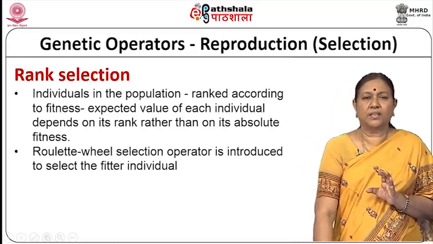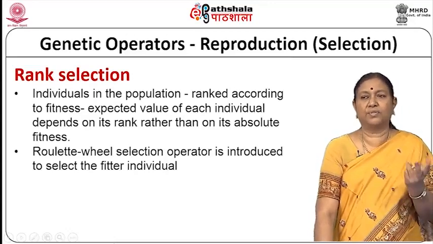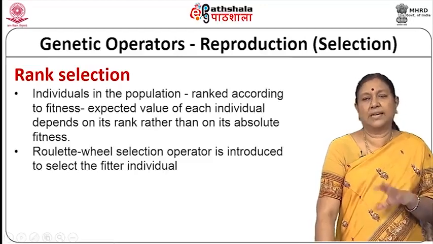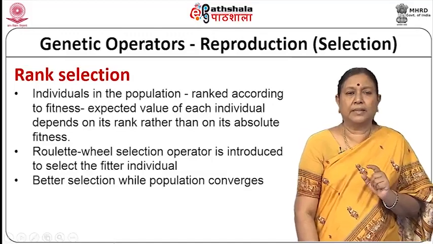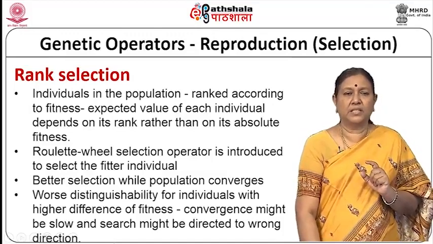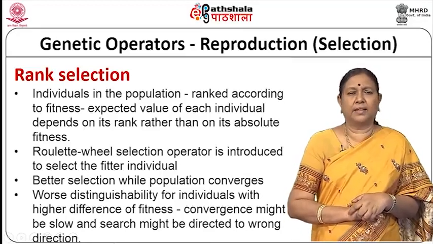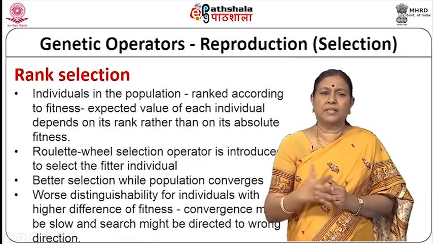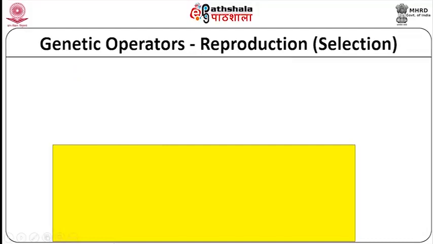The roulette wheel selection operator is introduced to select the fitter individual. Here, instead of using the fitness value in the roulette wheel, we use the rank to give a slice of the wheel. This gives better selection while the population converges. The drawback is worse distinguishability for individuals with higher differences in fitness. Convergence might be slow and the search might be directed in the wrong direction, which is also possible in this case.